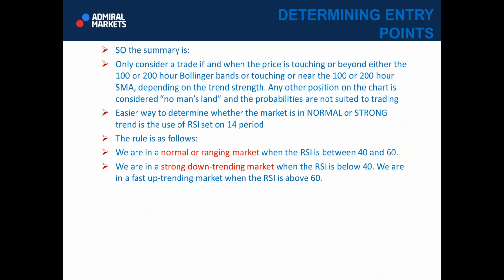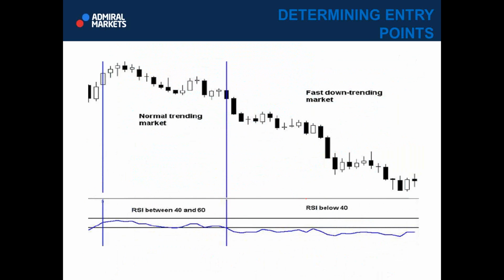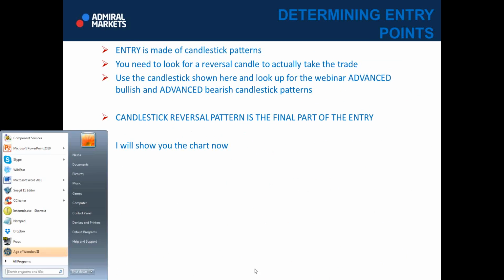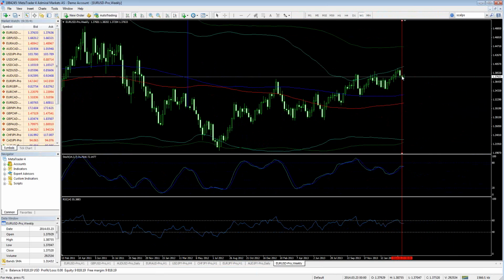14 period, 40 and 60 levels. Once you have determined that, you move on to candlestick reversal patterns and placing the entry. So let's say that this week is bearish, and we determine that Euro Dollar will be bearish. So we will be taking bearish entries.